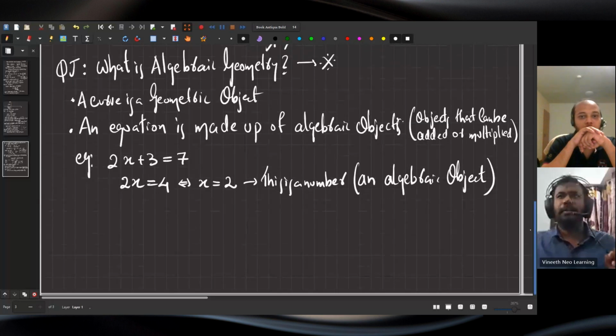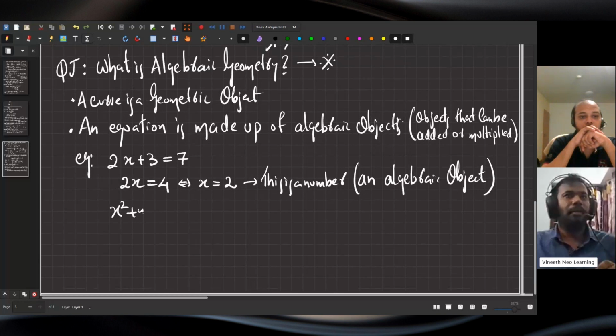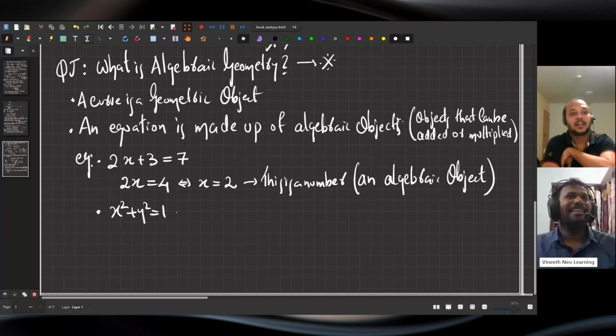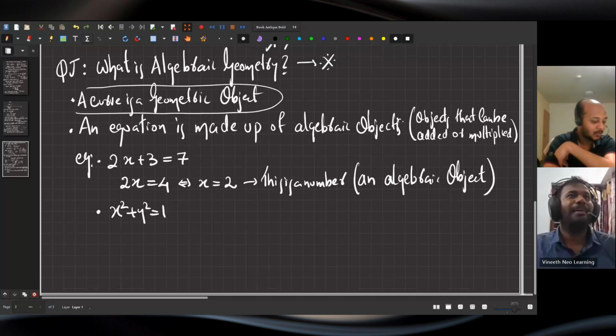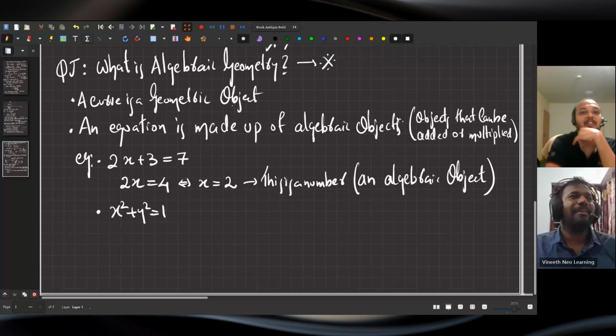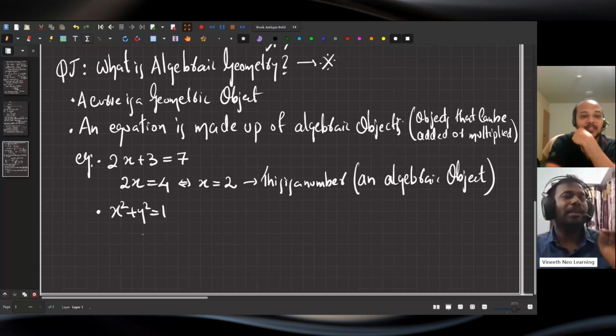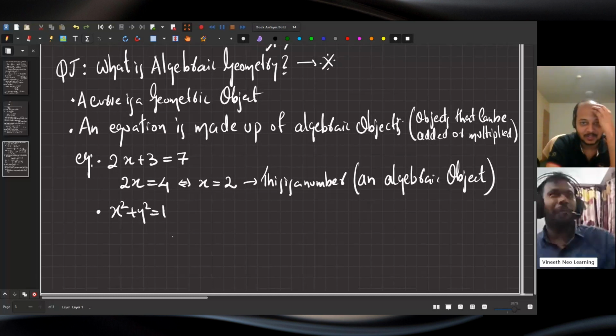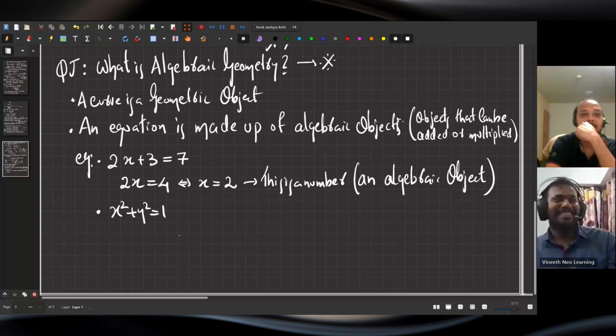But what is the solution of this equation? It's a circle. It's a group of points. It is a curve. Geometric. An algebraic equation whose solution is not an algebraic object, but a geometric object. That is the essence of algebraic geometry.